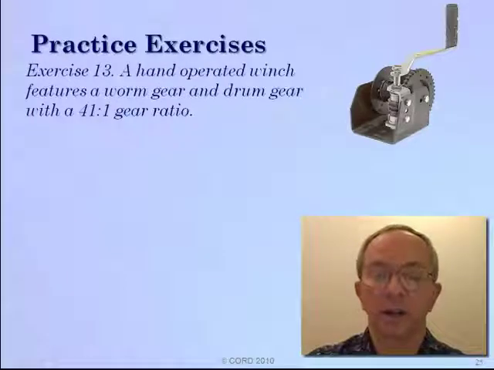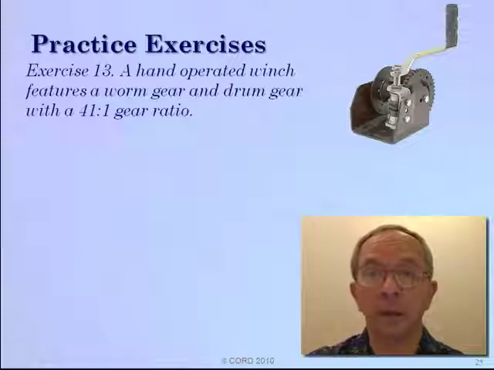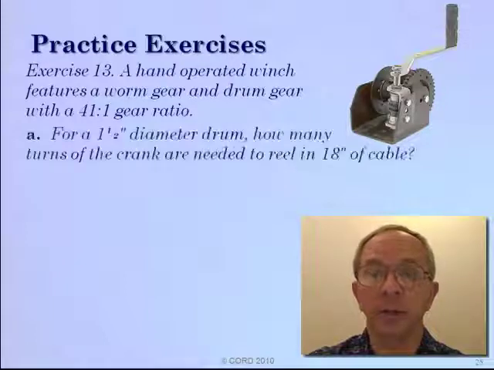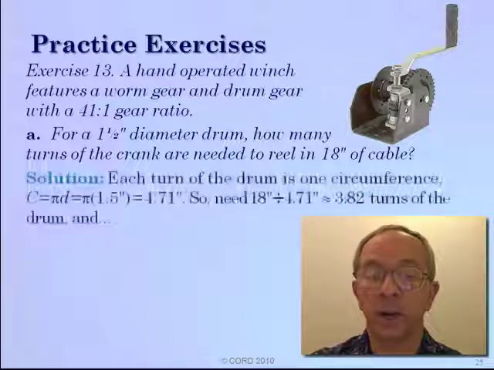And here's a good exercise. A hand-operated winch features a worm gear and a drum gear with a 41 to 1 gear ratio. All right, buckle your seat belts. This is going to be a good problem here. For a 1.5 inch diameter drum, how many turns of the crank are needed to reel in 18 inches of cable? Okay, here we go.